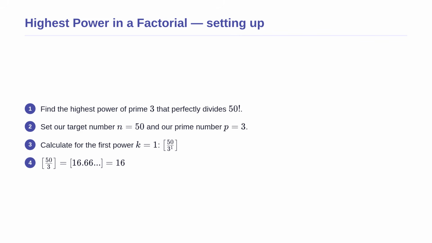We start with the first power, dividing 50 by 3. This gives 16.666 repeating. Applying the greatest integer function pulls this down to 16. Physically, this tells us there are exactly 16 multiples of 3 between 1 and 50.